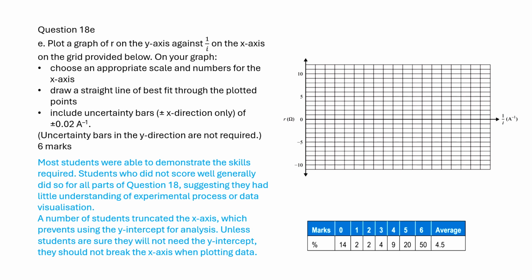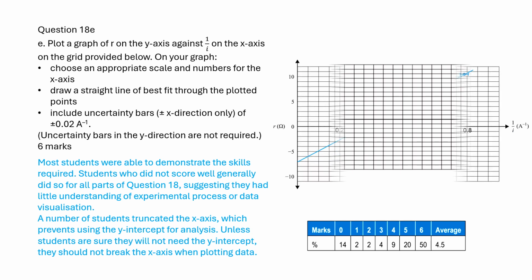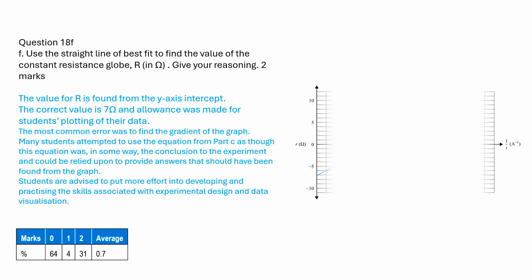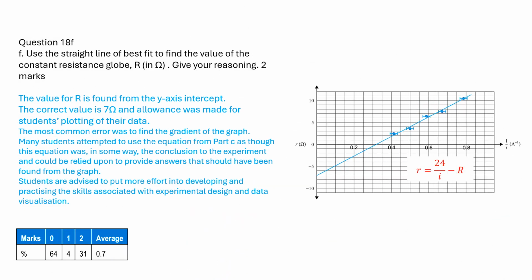Plot a graph of resistance on the y-axis against the reciprocal of current on the x-axis on the grid provided below. On your graph, choose an appropriate scale and numbers for the x-axis. Draw a straight line of best fit through the plotted points. Include uncertainty bars. The value for R is found from the y-axis intercept. The correct value is 7 ohms and allowance was made for students' plotting of their data.